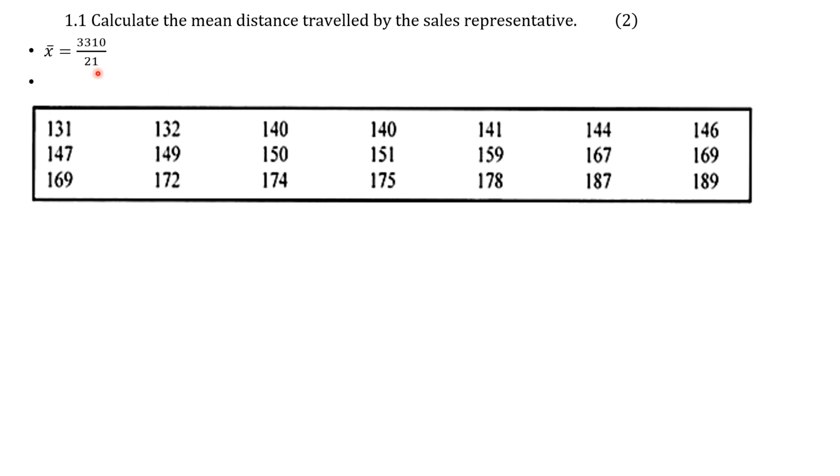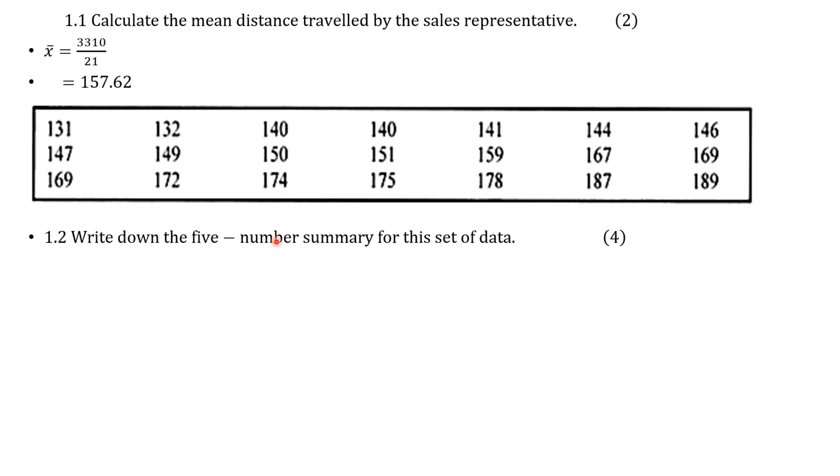So you see they have 21. If I say 131 plus 132 plus 140 plus 140 plus 141, all the way till 189, I'm going to get 3,310. So we divide that by 21, I get a mean of 157,62. 1 there for correct values, 1 for answer. If you use the calculator, we give you 2 out of 2, right?